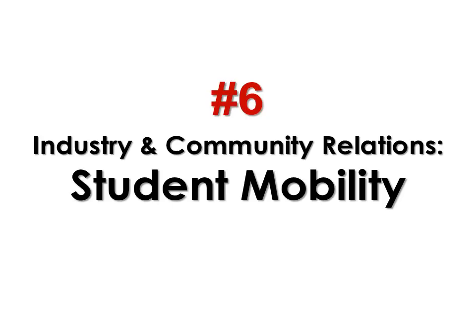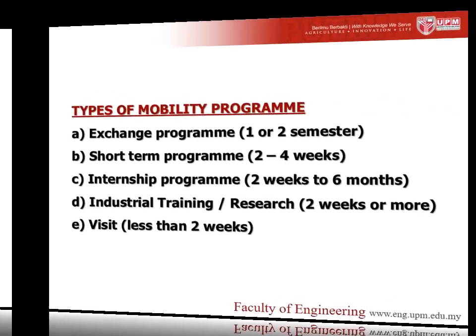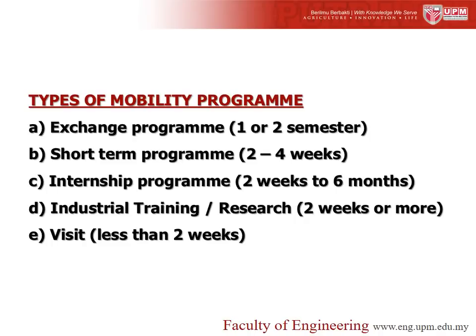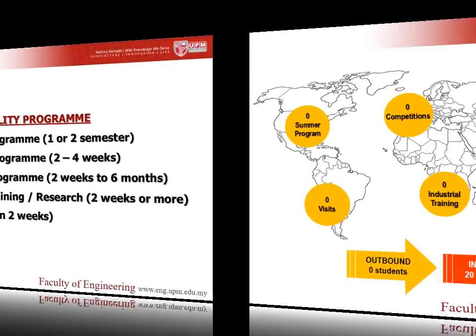Just to give you some idea what we do at the faculty in terms of student mobility. It is challenging now that we have the pandemic crisis, so the mobility program will have to be changed a bit. You can apply for an exchange program at other universities in other countries for 1 or 2 semesters, a short-term program of 2 to 4 weeks, an internship program overseas of 2 weeks to 6 months, industrial training or research of 2 weeks or more, or visits to other universities overseas of less than 2 weeks.